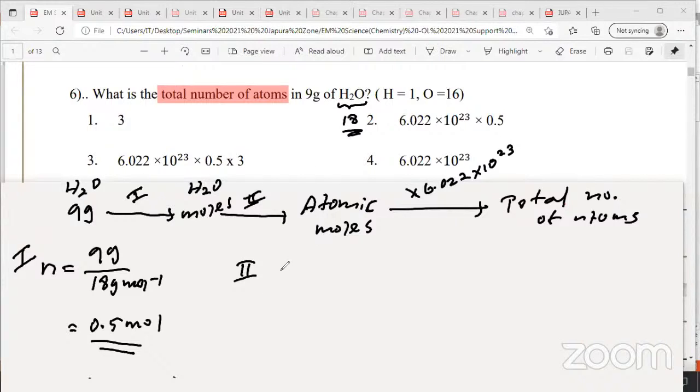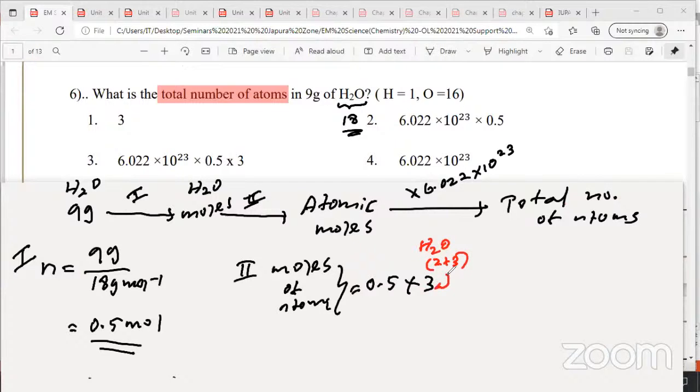So how to find atomic moles? You multiply this by 3 because one water molecule has 3 atoms. Therefore, moles of atoms will be 0.5 into 3. Why 3? Water has 3. Okay, I'll write here H2O. 1 mole of water has 3, 2 plus 1, 3 atoms. That's why here 3. Right.